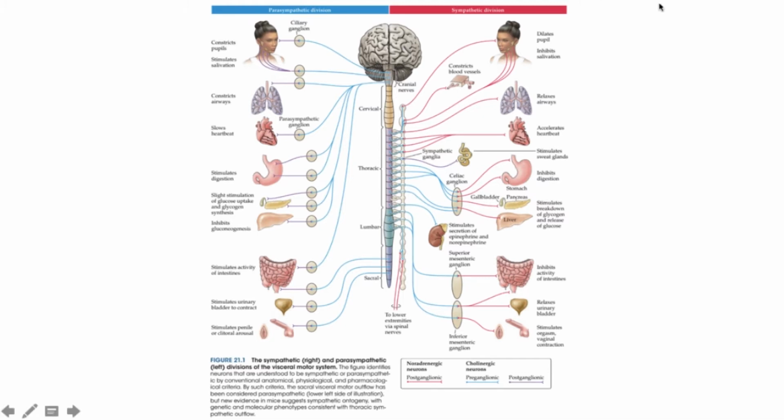For example, when you are excited, it dilates the pupil. It will inhibit the salivation. It will constrict the blood vessels. It will relax the airways, accelerate the heartbeat, and there will be stimulation of the sweat glands, inhibition of the digestion, stimulation of the breakdown of glycogen, and the release of glucose. You need energy. It inhibits activity of things like the intestines, relaxes the urinary bladder, stimulates sometimes orgasms, etc. So this is all in terms of the sympathetic division.